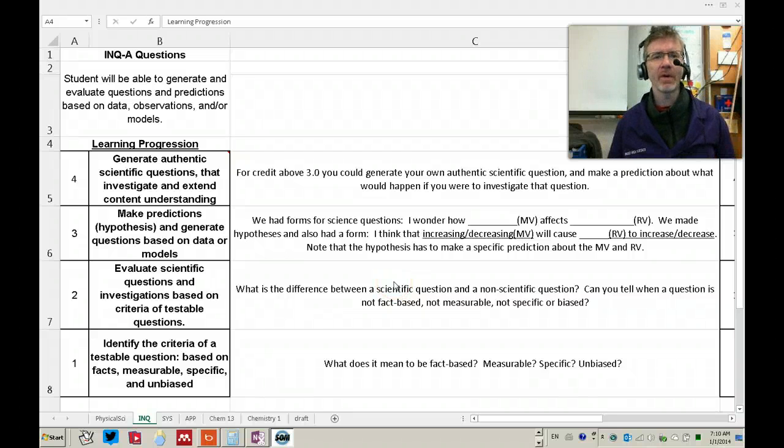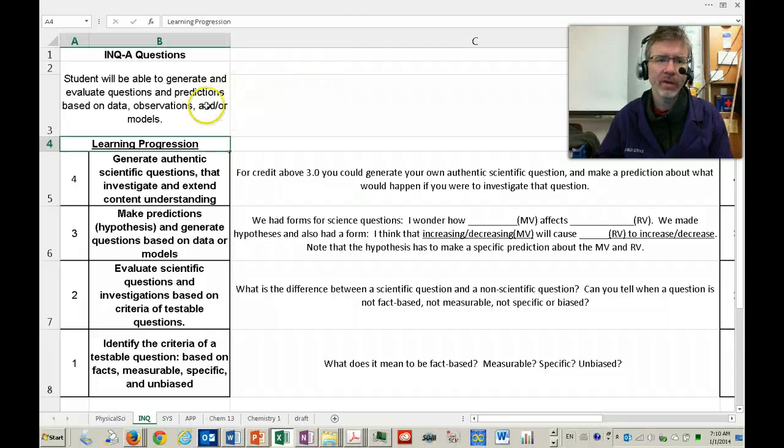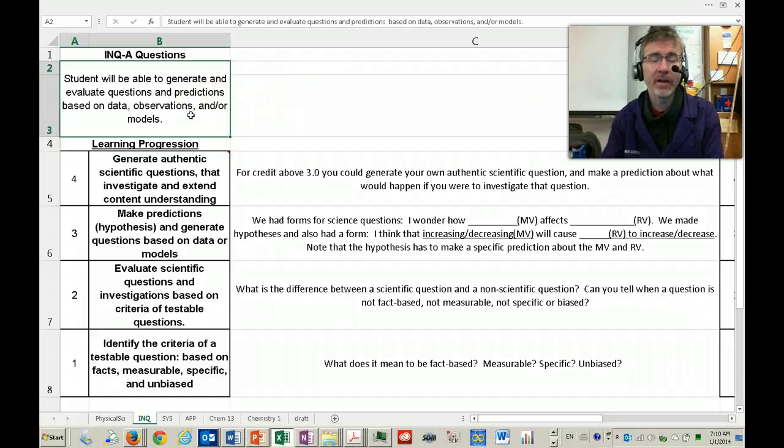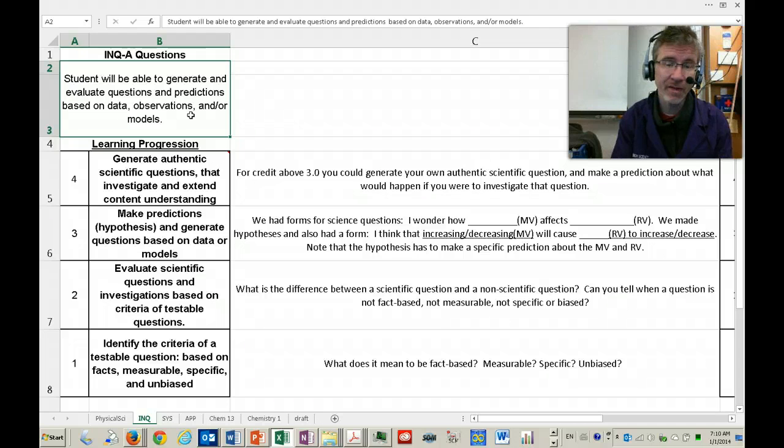I want to talk through Inquiry A standard: questions, scientific questions, and hypotheses. First of all, let's talk about what the objective is for this standard. You should be able to generate and evaluate, that means come up with and apply criteria to scientific questions. And you should be able to make predictions based on either data or your own experience or observations or models that you make of a scientific system.